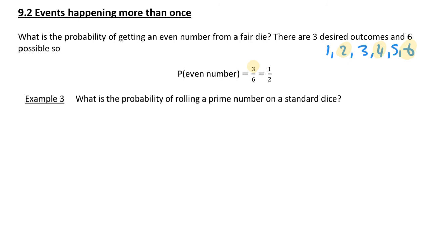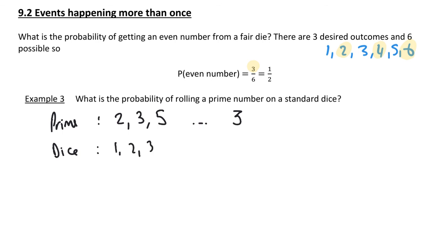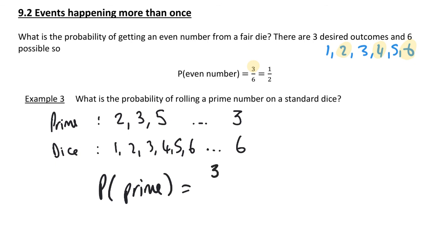Example 3. What's the probability of rolling a prime number on a standard dice? What we need to do is think about the prime numbers. The prime numbers are numbers that have 2 factors. So 2 is a prime, 3 is a prime, 5 is a prime. So what we can see is that there are 3 in total. The numbers on a standard dice are 1, 2, 3, 4, 5 and 6, so there are 6 possible outcomes. So the probability of a prime is going to equal 3 out of 6, which simplifies to a half.